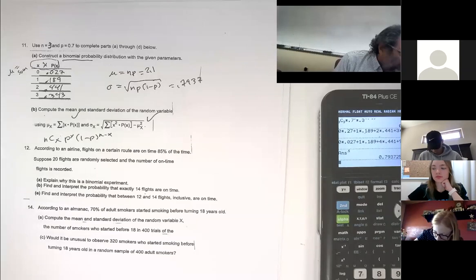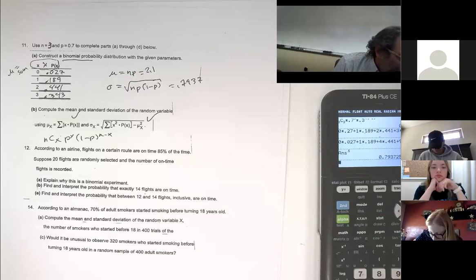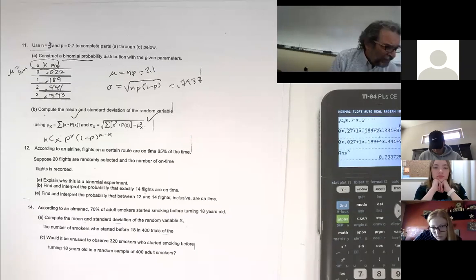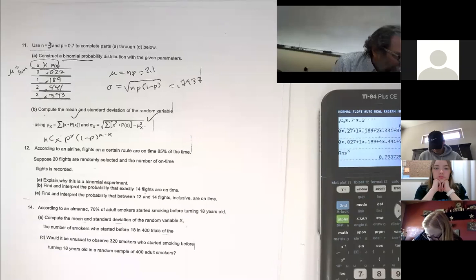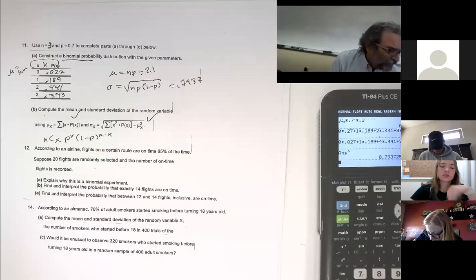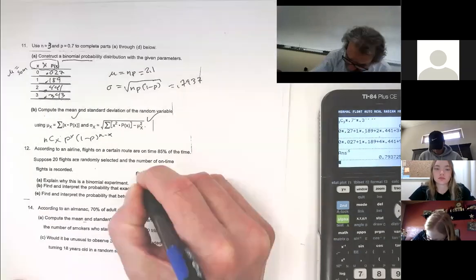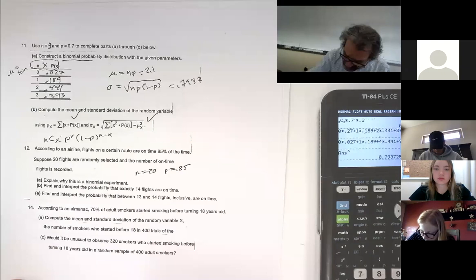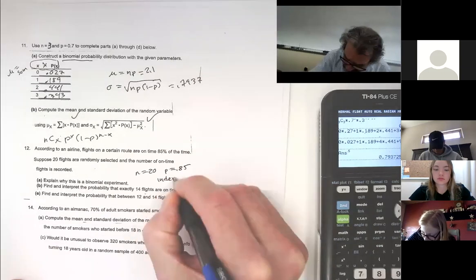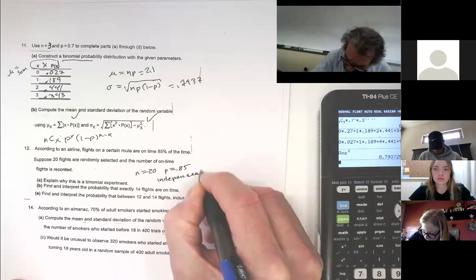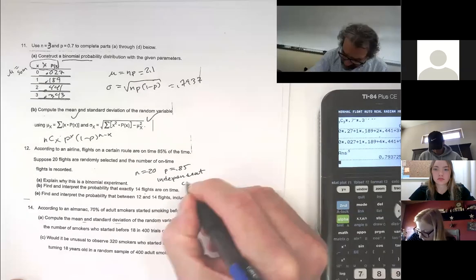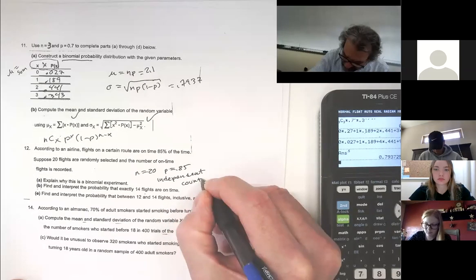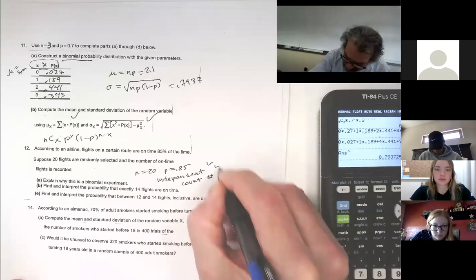According to an airline, flights on a certain route are on time 85% of the time. Suppose 20 flights are randomly selected and the number of on-time flights is recorded. Explain why this is binomial. Well, we said n is 20, p is 0.85. They're independent because they're randomly selected, and we're counting successes. So yes, yes, yes, and yes.